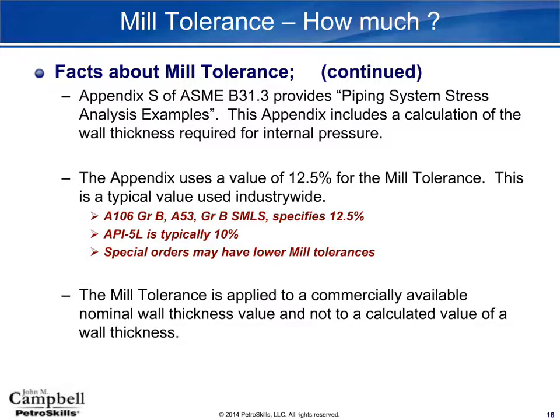In this particular case, they use 12.5% mill tolerance. That's pretty typical for an A106 grade B material. API 5L is generally 10%, and again, as I mentioned, you may have special orders there with lower mill tolerances. They work through this example in Appendix S, and they show you how it is an additional allowance which is added to that code. I'm not going to walk you through that. I figure that you guys can grab B31.3, look at that appendix, and walk through that. In the interest of saving time, I'm going to keep moving here.